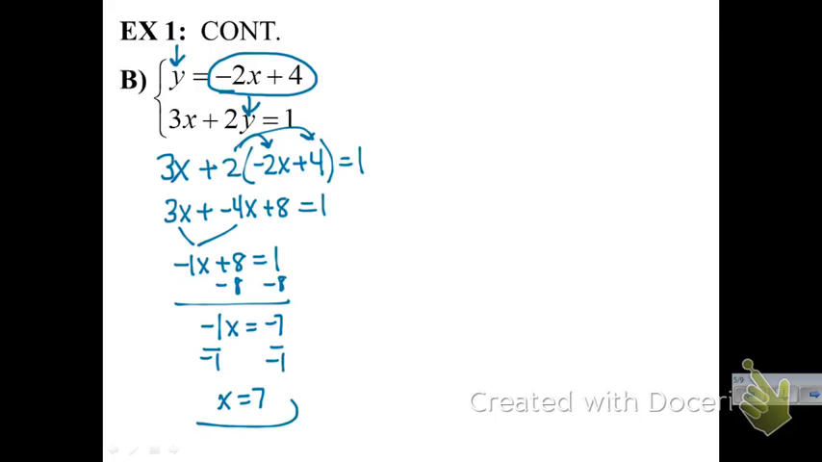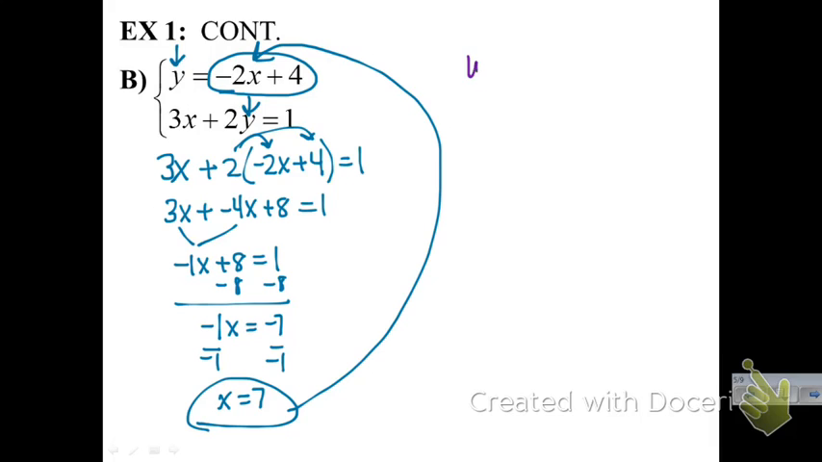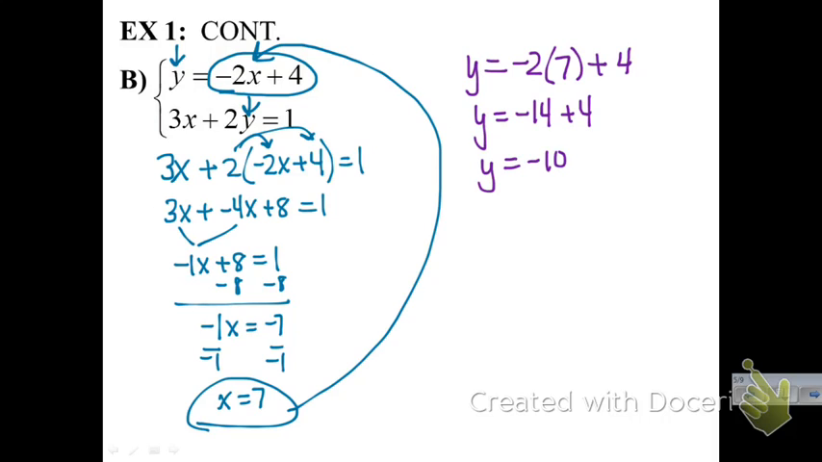Now you're going to take this 7 that you know and come up into the top equation and replace that x. It really doesn't matter which equation you choose. I'm just going to choose the top one because y is already by itself. So we get y equals negative 2 times x. We just found x to be 7, and then we'll add 4. So negative 2 times 7 is negative 14 plus 4 gives you negative 10. So this tells us we have one solution located at 7, negative 10.